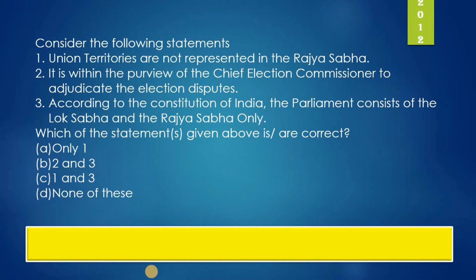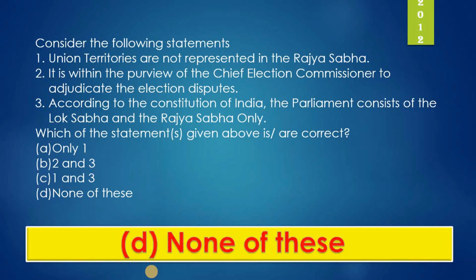Consider the following statements. Union territories are not represented in the Rajya Sabha. It is within the purview of the Chief Election Commissioner to adjudicate the election disputes. According to the Constitution of India, the Parliament consists of the Lok Sabha and the Rajya Sabha only. Which of the above mentioned statements are correct? That is only 1, 2 and 3, 1 and 3, or none of these.